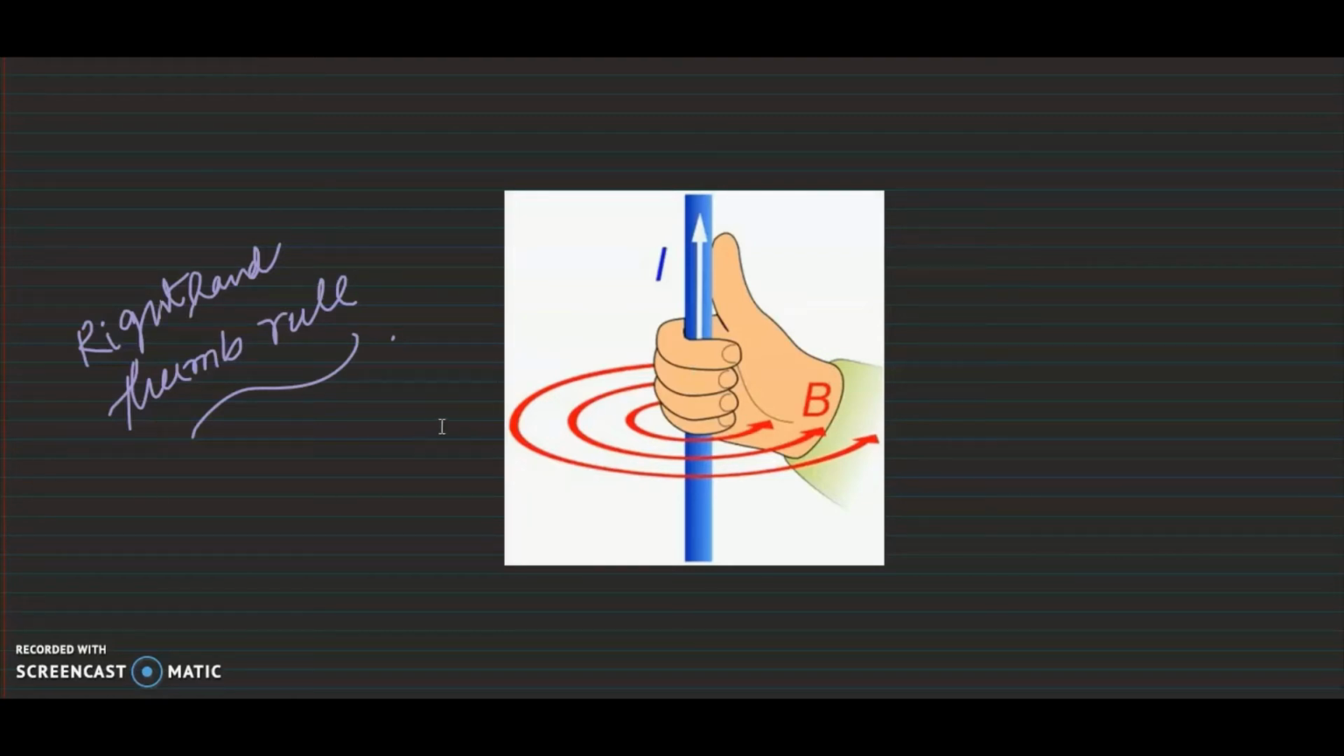So what is this right hand thumb rule? It is stated like this: if we curl the palm of the right hand around the circular wire with the fingers pointing in the direction of the current, as you can see from this figure, the right hand thumb points in the direction of the magnetic field. This is the direction of the current, and the direction of the curled fingers gives the direction of the magnetic field.